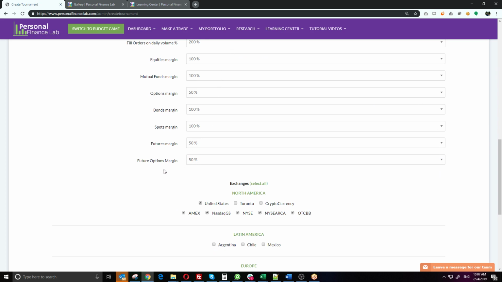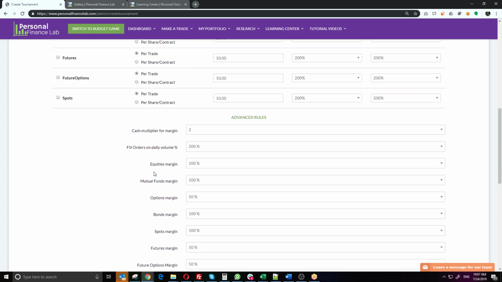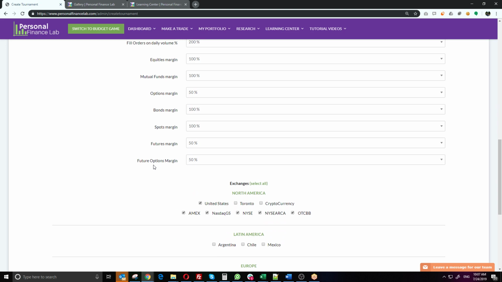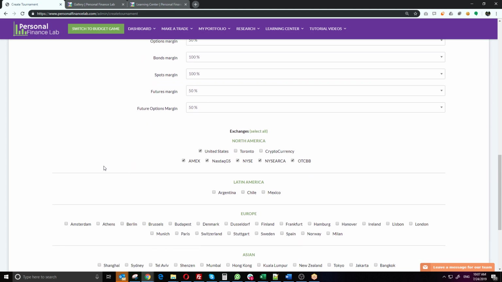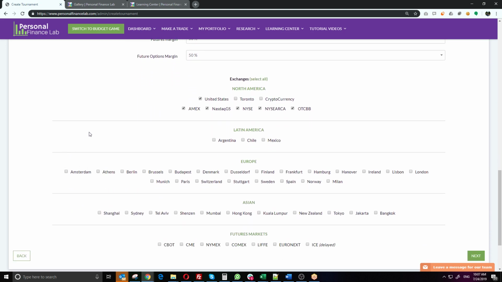There's customizations for margins, but typically speaking, we have 1 or 2 classes a year that use those, but nobody else. And then you can also choose which of the international exchanges you want your students to have access to. So there's over 30 countries available from around the world. We also have cryptocurrencies if that's something that you want to include in any of your classes. Some students get really into that. Some teachers really want to avoid it, so it's off or on. But yeah, there's exchanges from around the world.